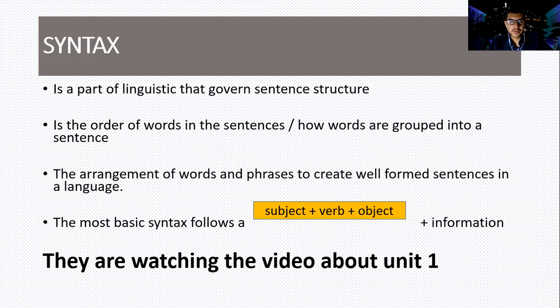To start, it's very important to know the basic meanings. Syntax is a part of linguistics that governs sentence structure. In other words, it is the order of words in sentences. Why is it important? Because when we use syntax, we can create well-formed sentences in a language. The structure of syntax is subject plus verb plus complement.